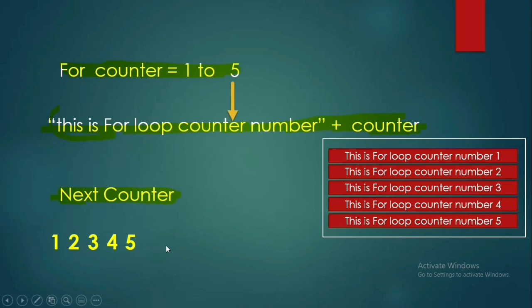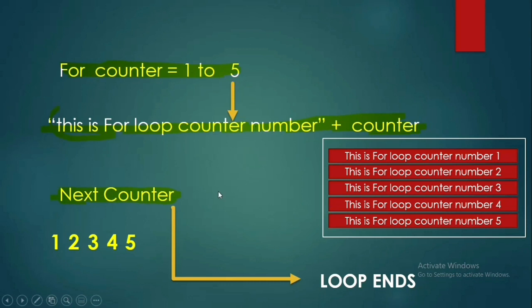So what will happen then? When it reaches the counter value 5, at this point it will not go to the beginning of the loop, rather it will end the loop over here. So how many times this line runs? 1, 2, 3, 4, 5 times. This line ran for 5 times. This is how the loop works.